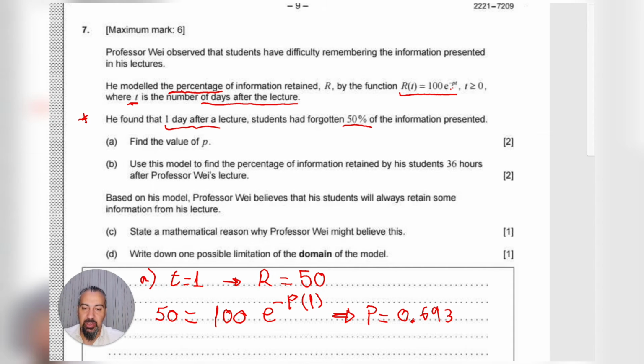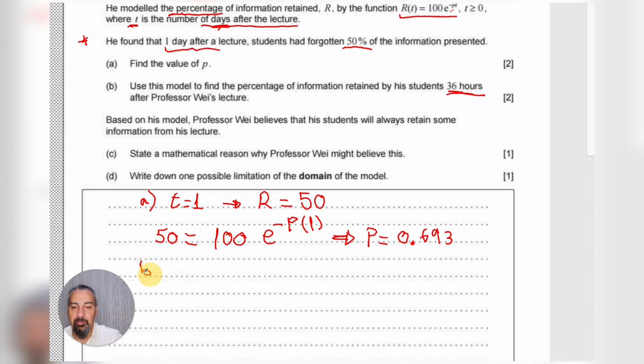B. Use this model to find the percentage of information retained by his students 36 hours after Professor Wei's lecture. Here we will not substitute t with 36 hours because we know that t is the number of days. So first step, we must convert 36 hours into days. If we divide 36 by 24, we will get 1.5. So 36 hours is 1.5 days, and this is our t.